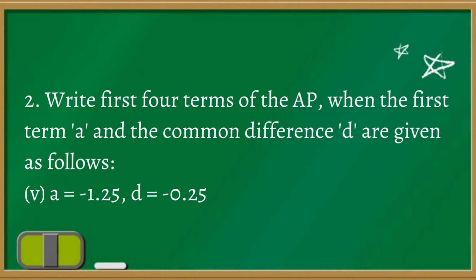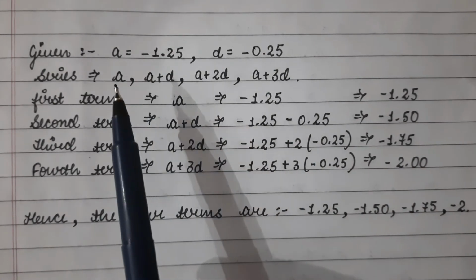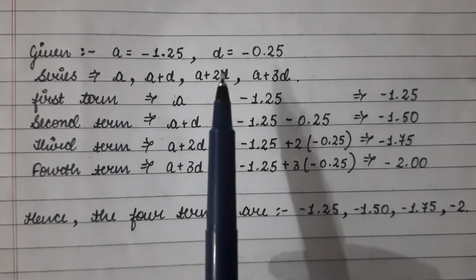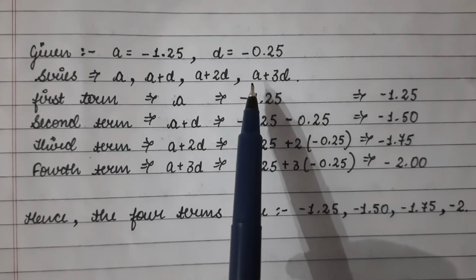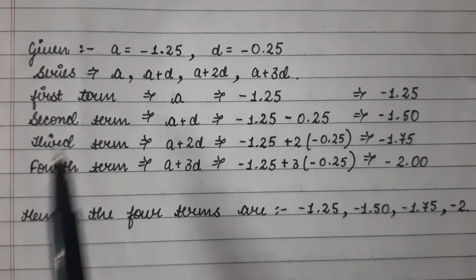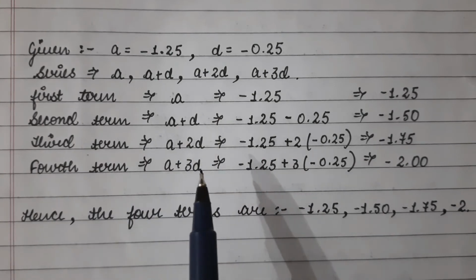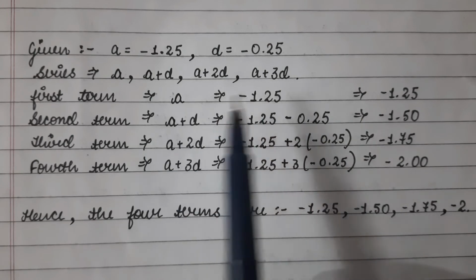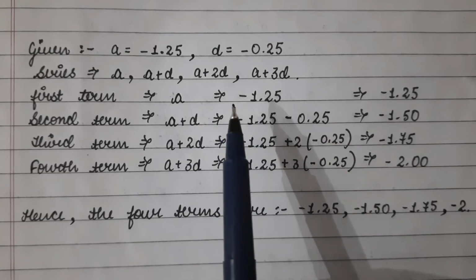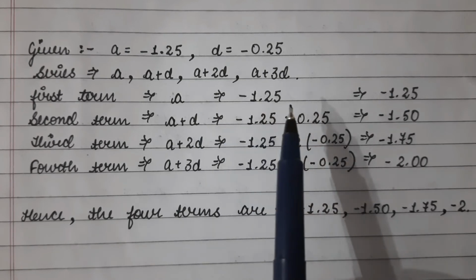So now the ultimate part of the question, the last part, in which it is given that a is equal to minus 1.25 and d is given as minus 0.25. So like the previous question, we know that the series in AP is given as a plus d, a plus 2d, a plus 3d. So we write the first term as a, second term as a plus d, third term as a plus 2d, fourth term as a plus 3d. We have to simply put the values of a and d. See here, the value of a is minus 1.25. So the first term is minus 1.25.